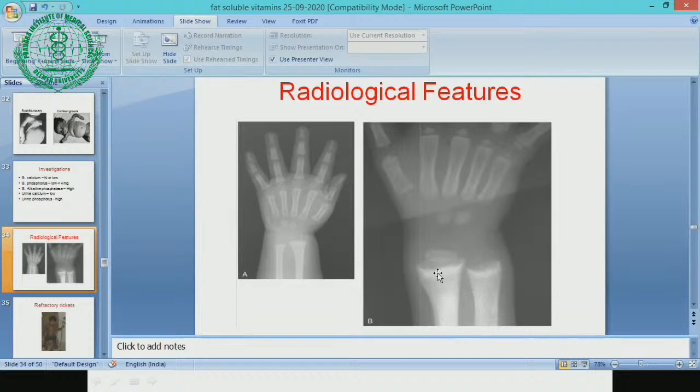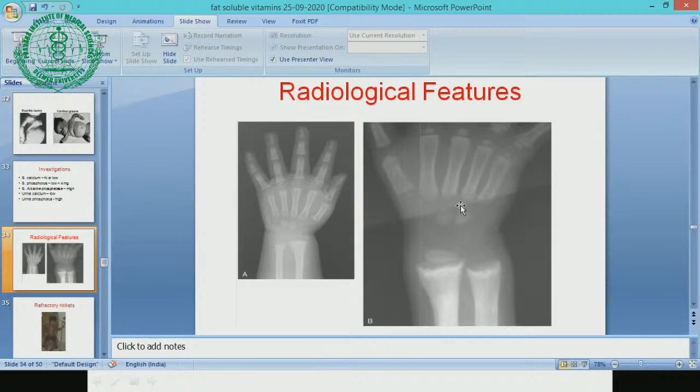So metaphysis changes usually occur in rickets, and you can see this is cupping. Splaying means widening, and fraying is when it looks cut like a comb. You must have seen a comb. Like that you can see, this is called fraying. So these three words you must know as an undergraduate: cupping, fraying and splaying. Splaying is widening. And you can see the number of carpal bones also decreases. Usually you should have 3 or 4 carpal bones, but you will see only 1 or 2 carpal bones.